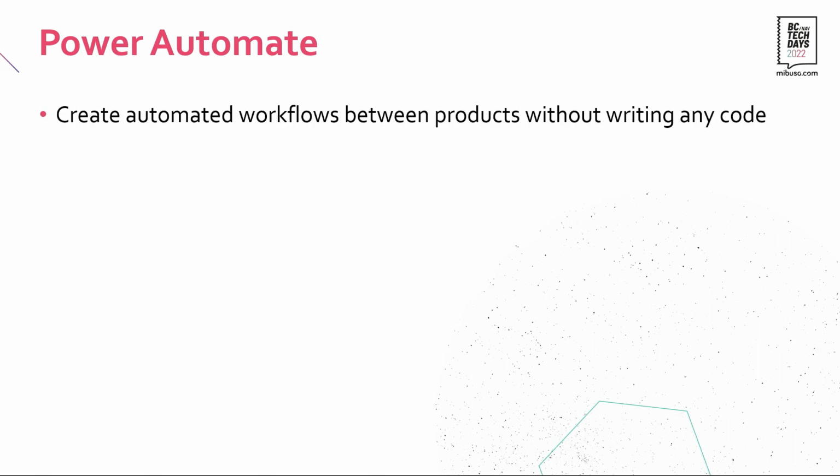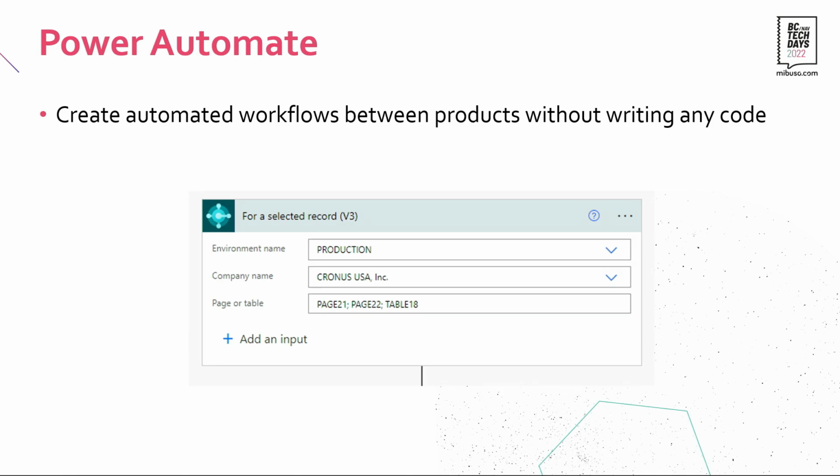So the next topic that we'll mention is a topic that you've seen during the keynote. There was also a dedicated session earlier today, but it's related to Power Automate. Power Automate allows you to create automated workflows between products without writing any code. And among those products, you also have Business Central, for which we have a set of connectors that you can use.